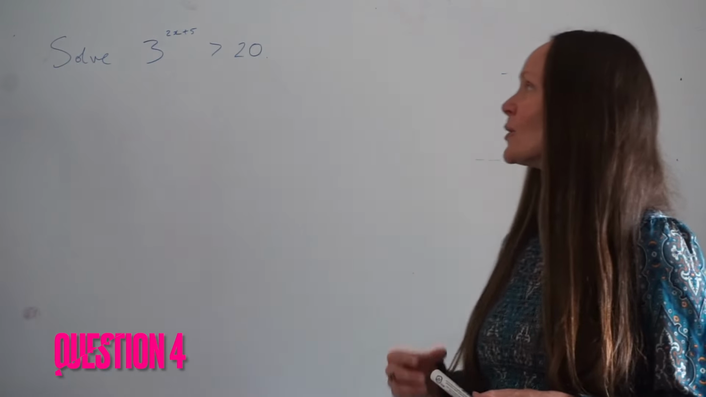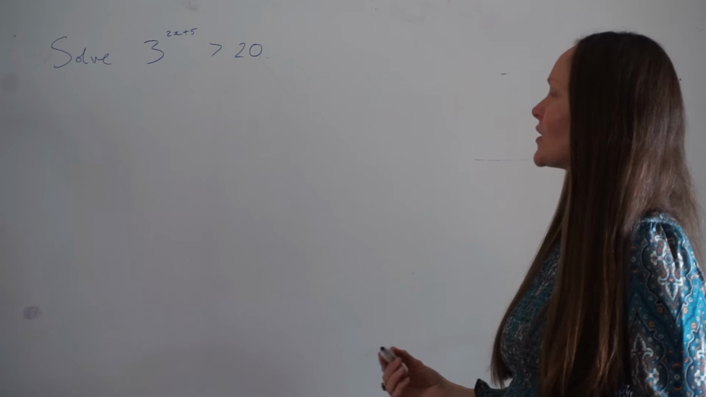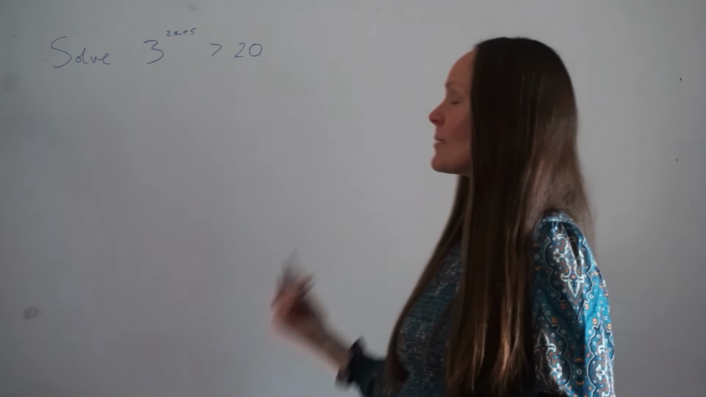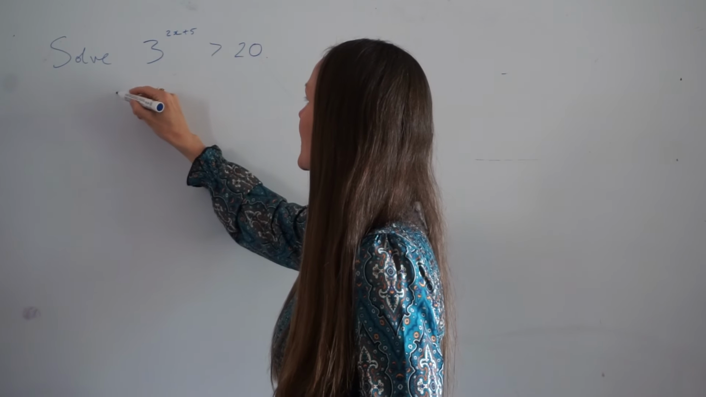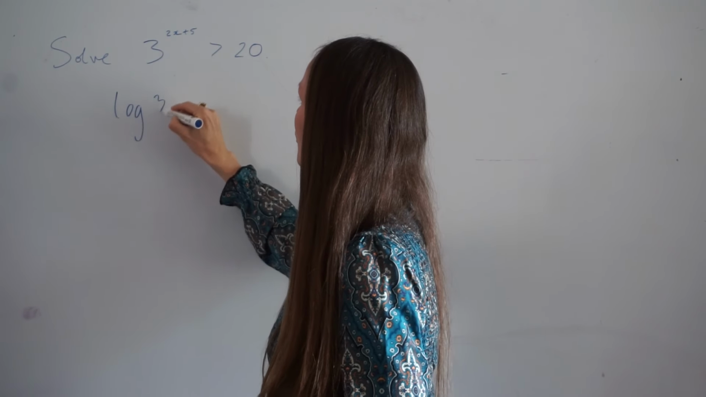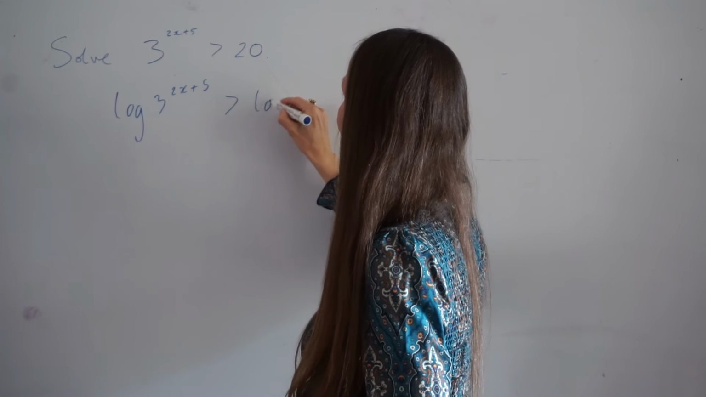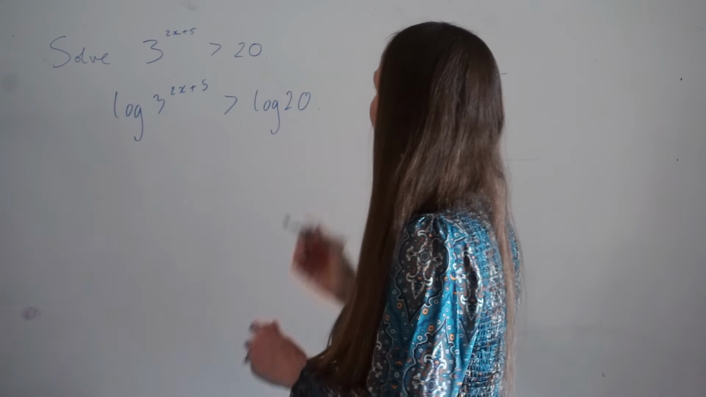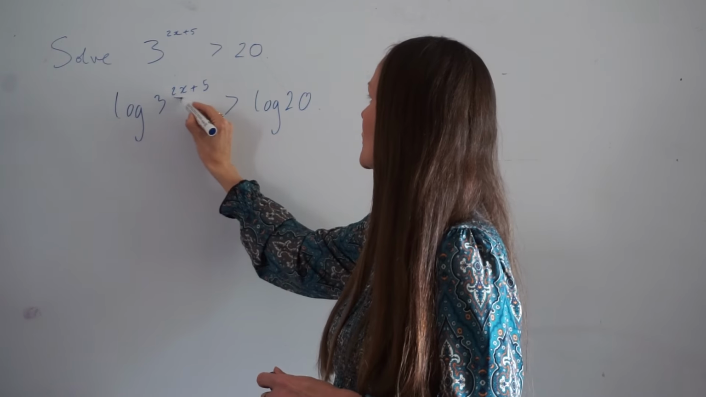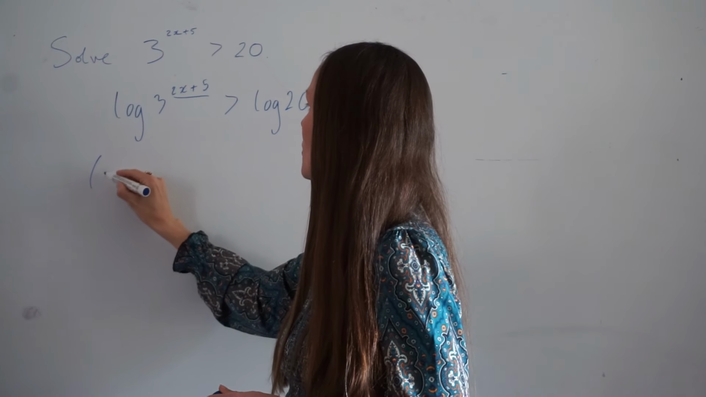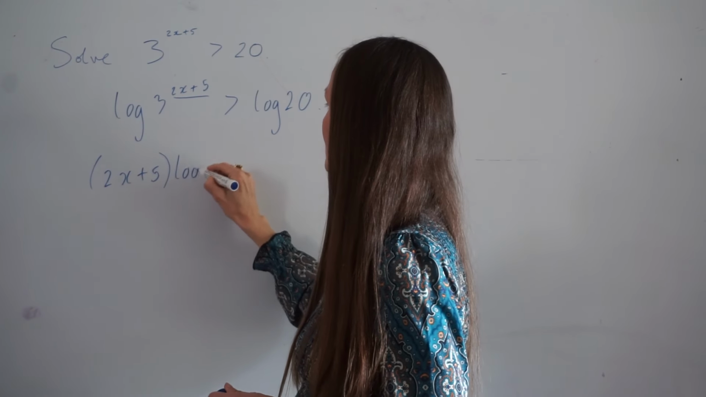So in this example, it says solve 3 to the power of 2x plus 5 is greater than 20. So I'm going to use the same method as before, and I'm going to take log base 10 on both sides of the inequality. Remember, when you take log base 10, the inequality symbol remains the same. Next, on the left-hand side, we're going to apply the power rule. So here, the power 2x plus 5 is now being multiplied with log 3. Remember to leave it inside brackets.